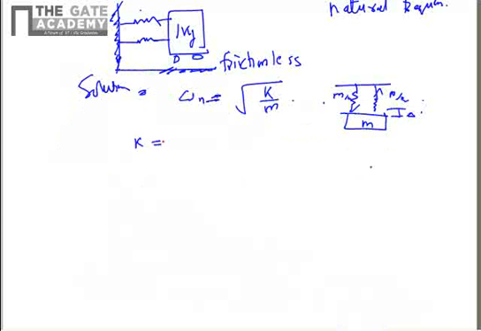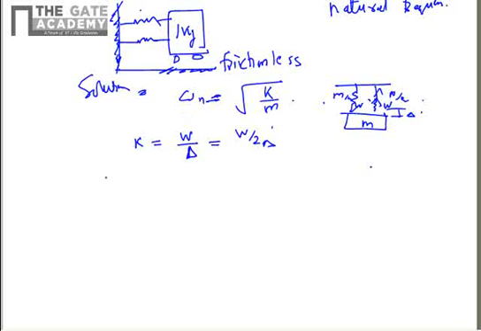So you have k is equal to weight by deflection delta. The deflection will be the same for both the springs because they are connected in parallel, but the weight will be divided by 2. So let's say if you have W in this one, you will have W in this one. So the net formula will be k is equal to W by 2 delta.